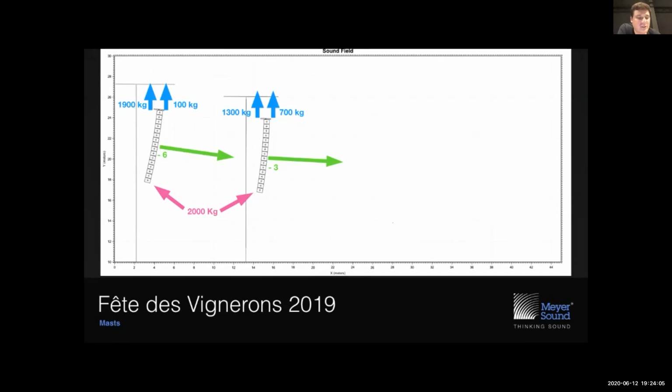So here you see the turret on the left side. That's the first design. It's higher. The array is tilted down a little bit more, and there's only about 100 kilos on the front motors. Now, once we had to bring them down, all of a sudden this increased to about 700 kilos. So 7-fold, 7 times more weight to the front.